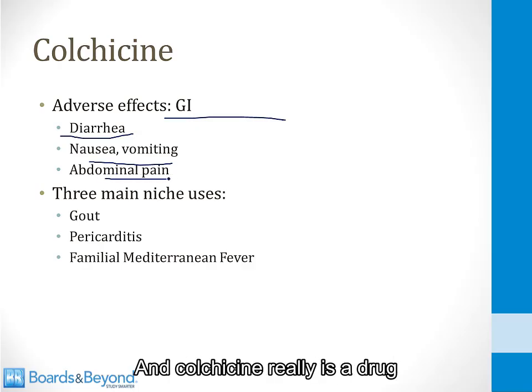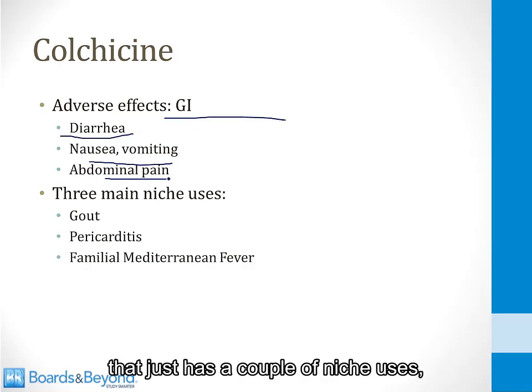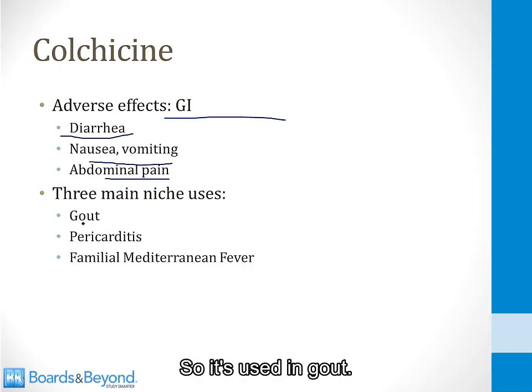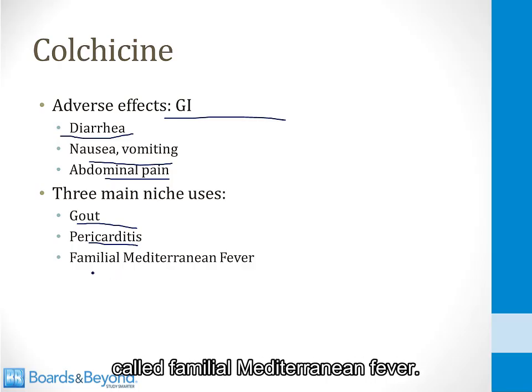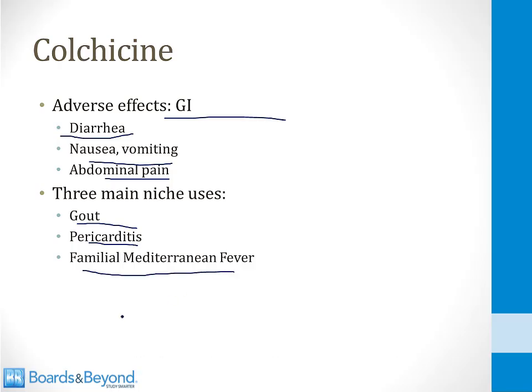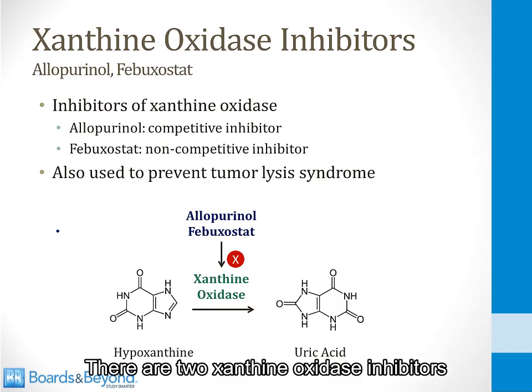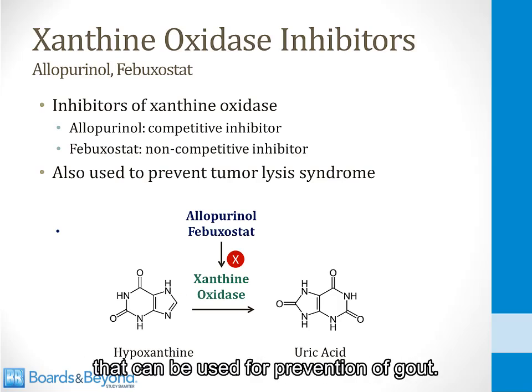Many patients develop diarrhea, nausea and vomiting, or abdominal pain. And colchicine really is a drug that just has a couple of niche uses, which is high yield for you to remember. So it's used in gout, it's also used in pericarditis, and it's also used in a rare disorder called familial Mediterranean fever.